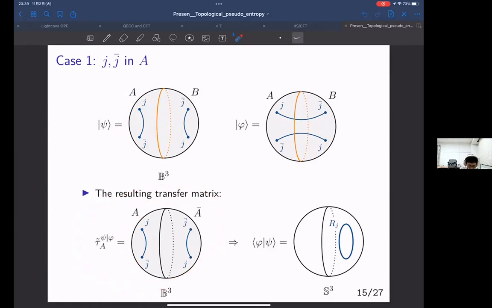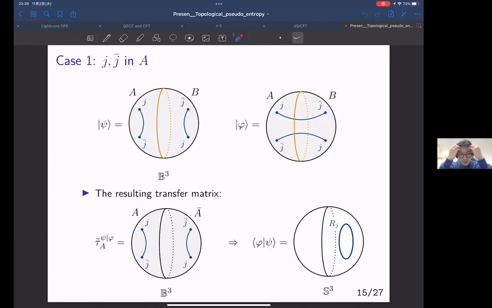So then if you take a trace over the region A, then it means that you glue the left part and the right part. Then this one becomes a three sphere. Then you glue these two. So you end up with one Wilson line like this. Is it clear? Sorry, it's a bit tricky.